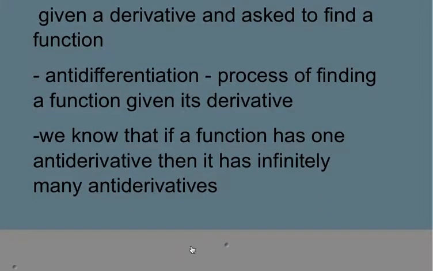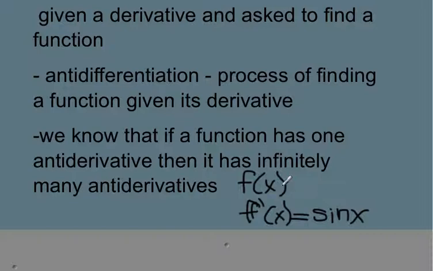Let's look at an example to explain this last concept. Let's say we know our derivative is the sine of x. If we work backwards, which is the process of antidifferentiation, we're going to come up with what f of x is. What function is going to have a derivative of sine of x? That's the negative cosine of x, because the derivative of cosine of x gives me negative sine, and the derivative of negative cosine gives me positive sine of x. So this is the antiderivative, negative cosine of x.